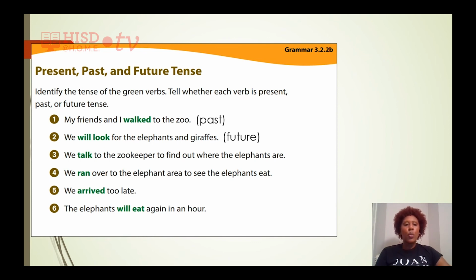Number three, we talk to the zookeepers to find out where the elephants are. Talk. That verb talk is in the present tense. Number four, we ran over to the elephant area to see the elephants eat. Ran. If we ran, we did that in the past. We're not doing that currently. Number five, we arrived too late. Arrived. So if we arrived too late, that happened in the past. It happened before.